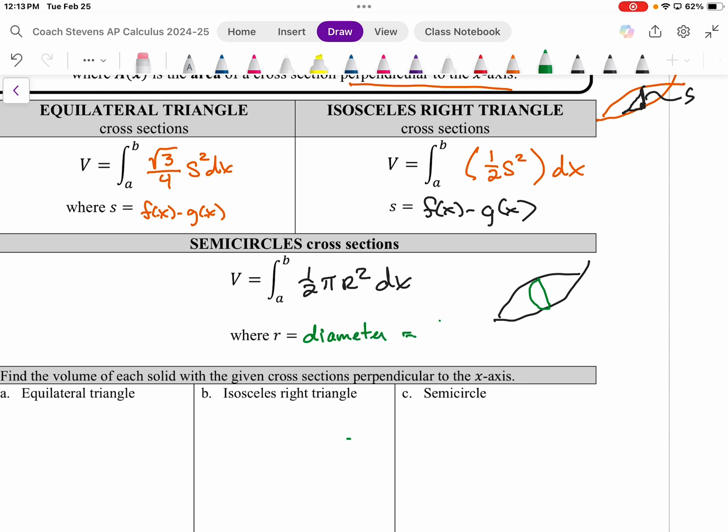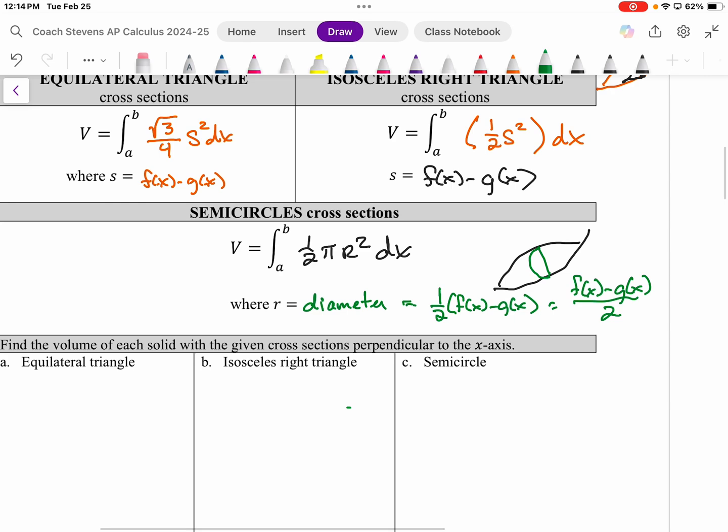So I need to do 1/2 times the first equation minus the second equation. So I need to take half of the distance between the two equations, and that gives me my radius. Okay? Another way you could rewrite that, which might make it easier for simplifying purposes, is f of x minus g of x over 2. That may be easier to use for what the r is in this formula.